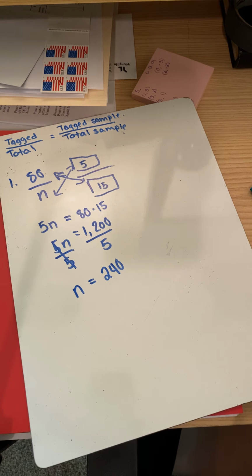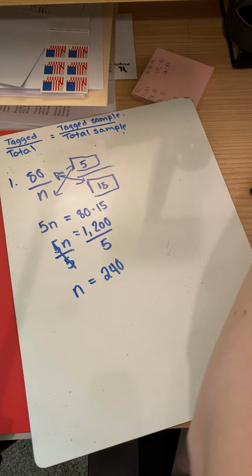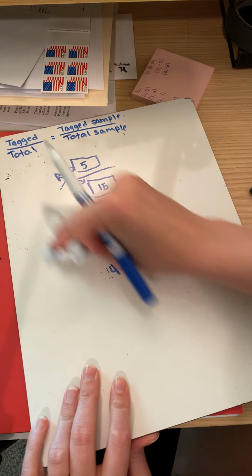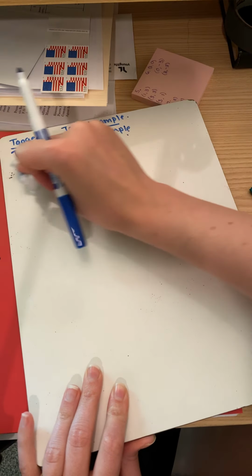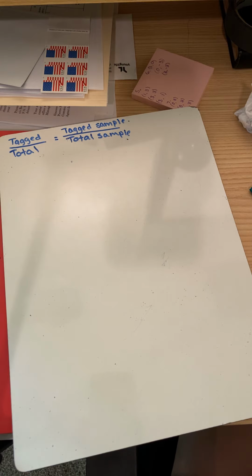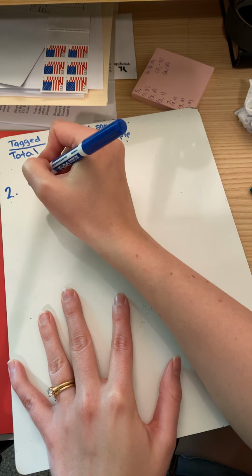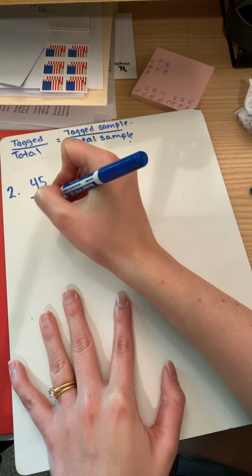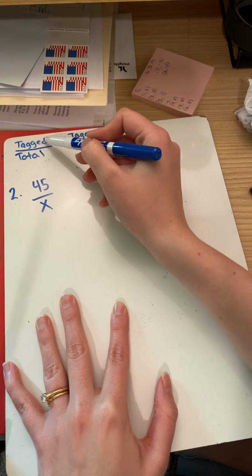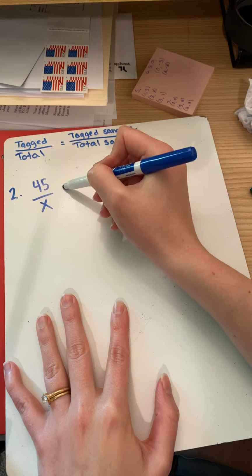All right, question 2. 2 years later, researchers tagged 45 deer. They later captured 20 and found that 3 were tagged. Estimate the number of deer in the woods then. So we're going to completely erase our original problem because it doesn't matter anymore. They're just working with deer in the same woods, but none of the information from our previous problem plays into it. So 2 years later, researchers tagged 45 deer, and we still want to know what the population is. So tagged over total, but we don't know the total. That's what we're solving for.